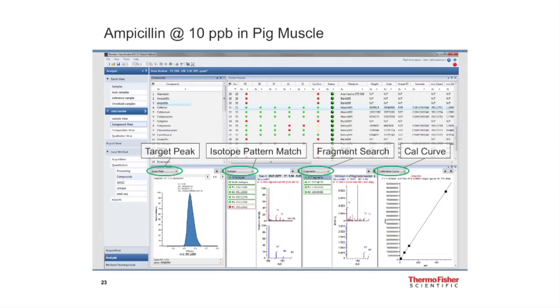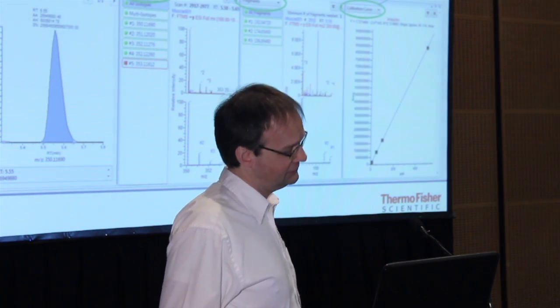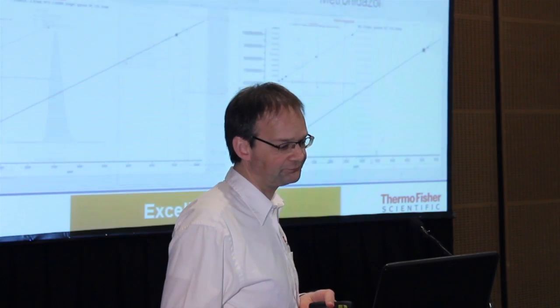We can look for fragments. The library contains up to 5 fragments per component, which comes with the software. So you have the fragment information. You just need to click it on and it will do it for you. And of course, we have the calibration curve, so linearity is given. So this is a check mark. This component is detected and confirmed. Go for it, report it.